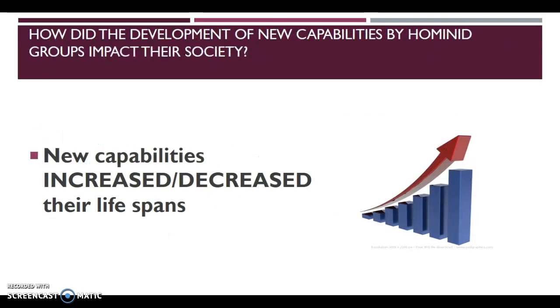How did the development of new capabilities by hominid groups impact their society? New capabilities increased or decreased their lifespans.